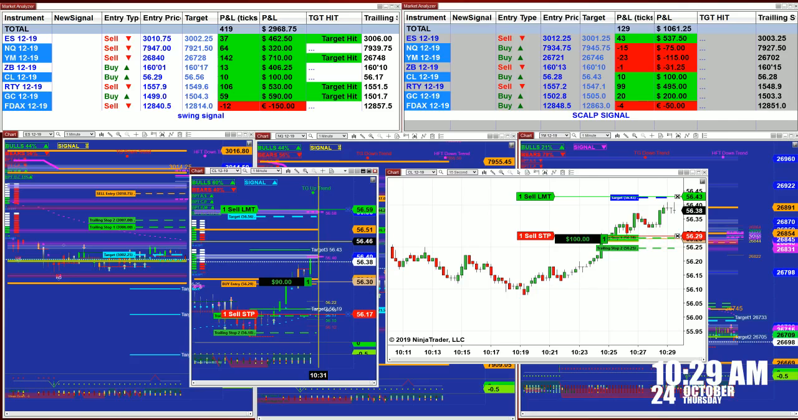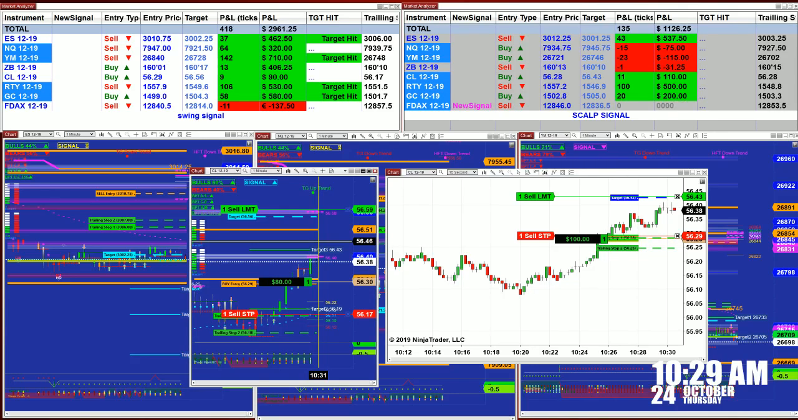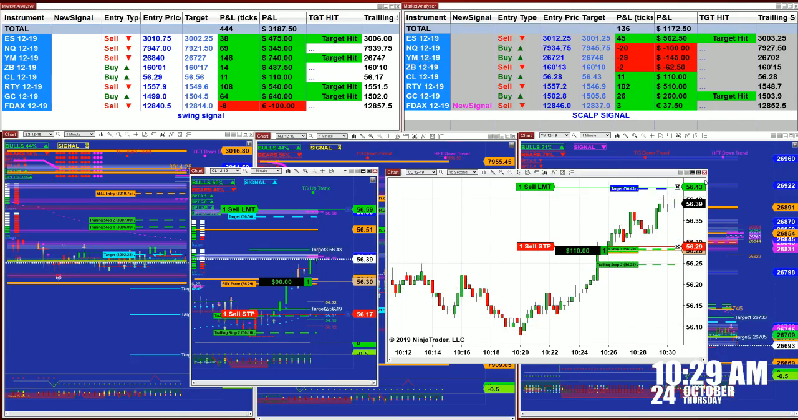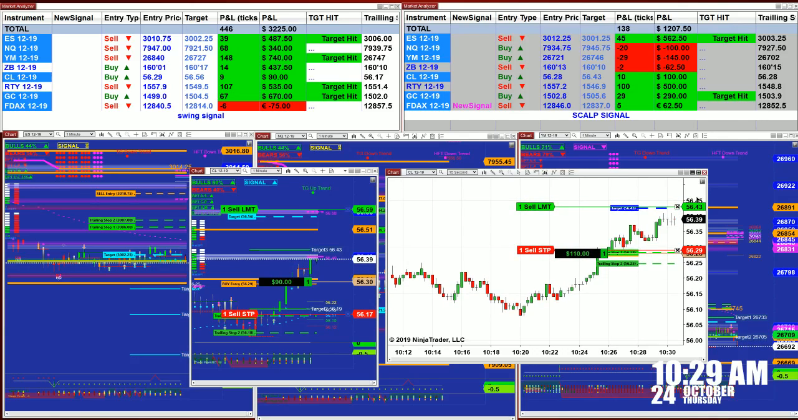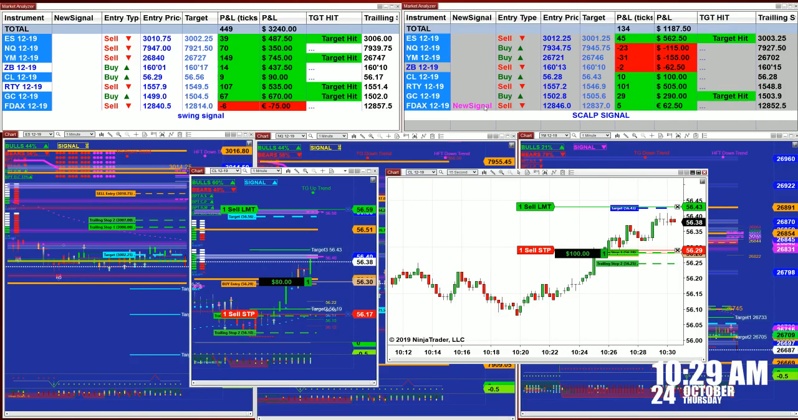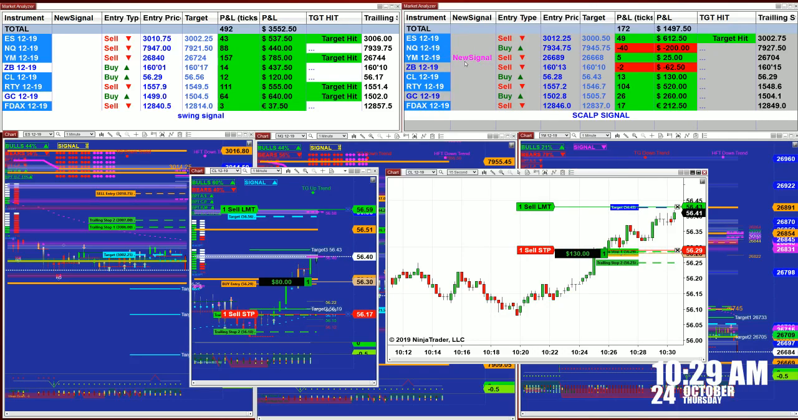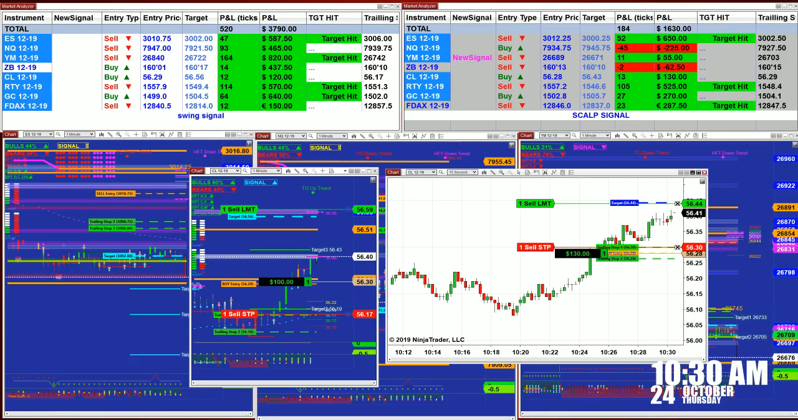This is the last signal we had on the scalper, and we got to 2 ticks below that, so hopefully we are able to break that number. We have a new signal on the DAX sell, and now we have a new signal on the YM. There we go. We're about to close the scalper, and the signal on the YM is about to hit the target.